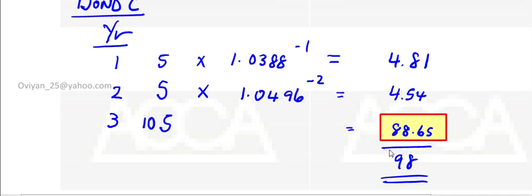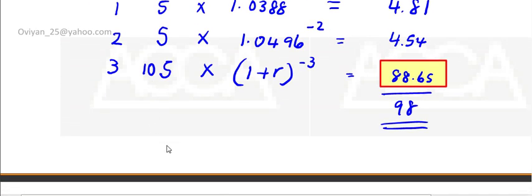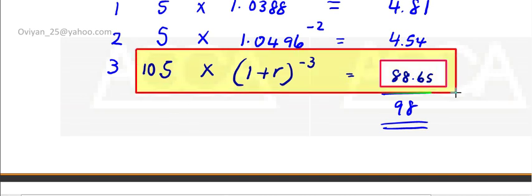88.65. Okay, 88.65, and this is going to be 1 plus R to the power of negative 3. So if you're going to get 1 plus R to the power of negative 3, you're going to solve it alone. Yeah, you're going to take this separately and solve the R.